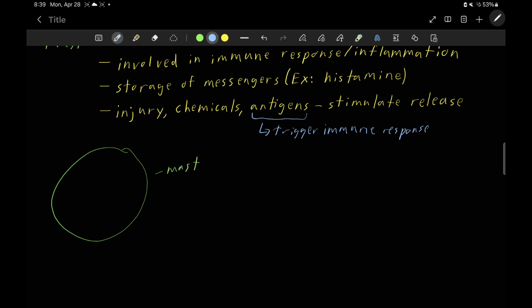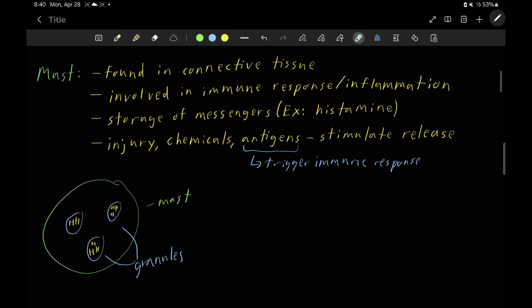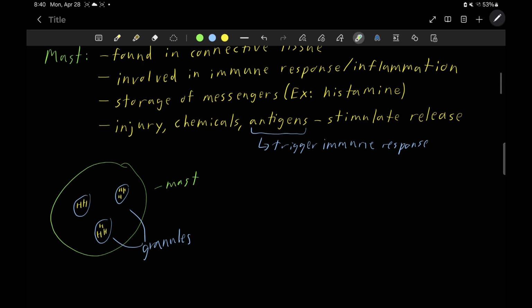Inside your mast cell, you have these little storage compartments called granules. And inside these granules is where you have your stored messenger molecules. So for example, histamine. So I'll draw little H's for histamine. And then things that stimulate the release of these messenger molecules, such as let's say an injury or chemicals that enter the body or different antigens, can stimulate the release of these messenger molecules like histamine out of the mast cell. And then after they're released, they can go and do their responses.